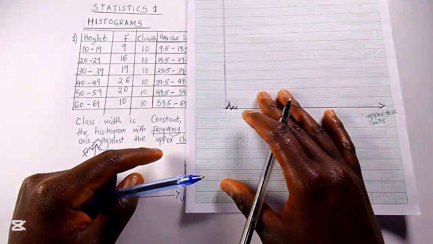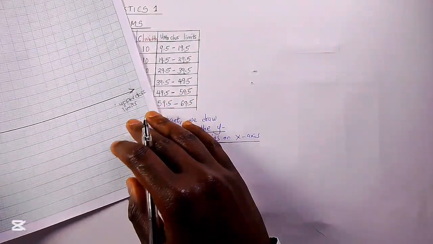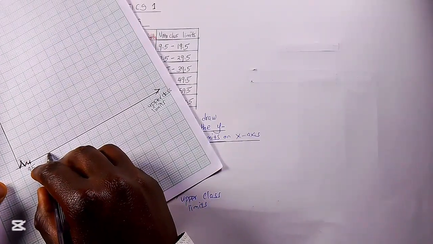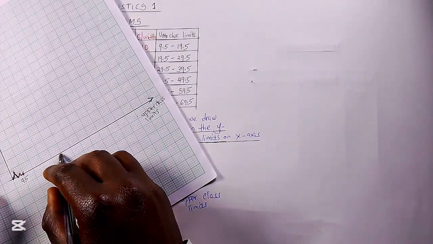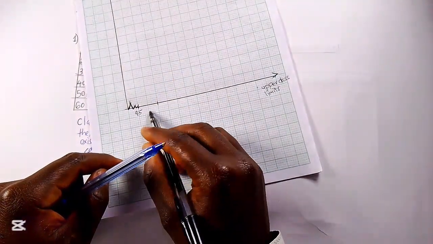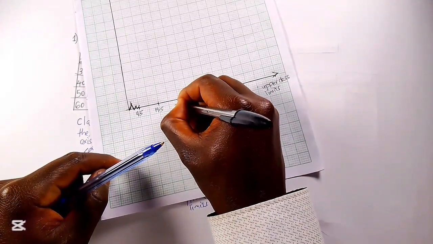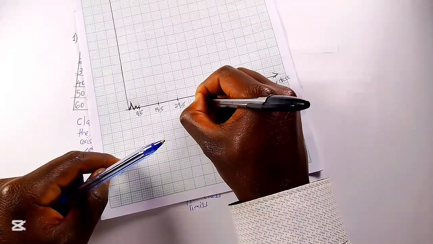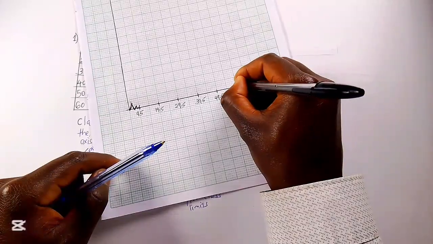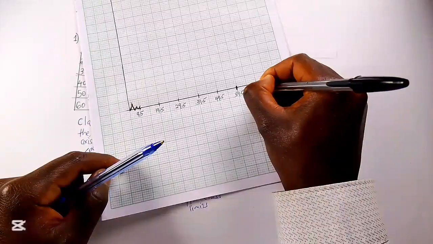We have 9.5 up to 69.5. So we have 9.5. The next one we have 19.5. Let's check out 29.5, 39.5, 49.5. Yes, we can have a scale of 2. 9.5, 19.5, 29.5. That's a uniform scale. 39.5, 49.5, 59.5. Then last but not the least, we have 69.5.